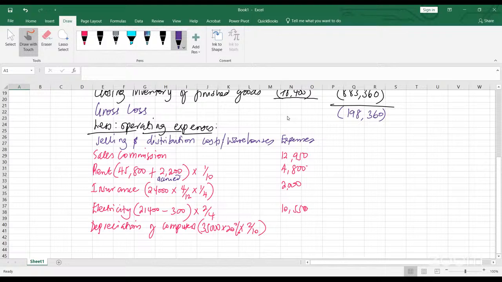1,400. Any other expense that will fall under the warehouse or selling and distribution? I think this is what we have based on the information available.